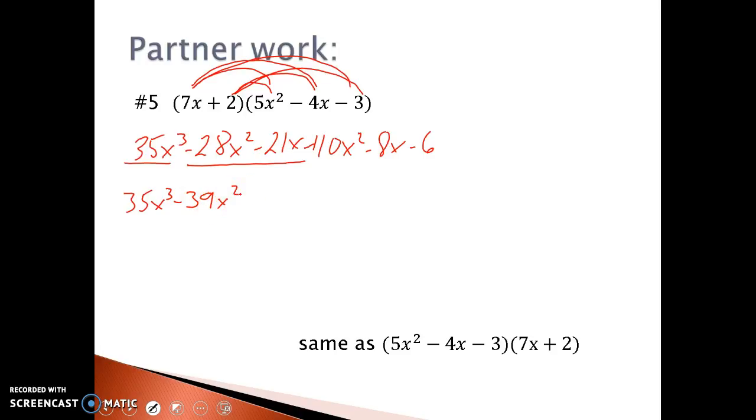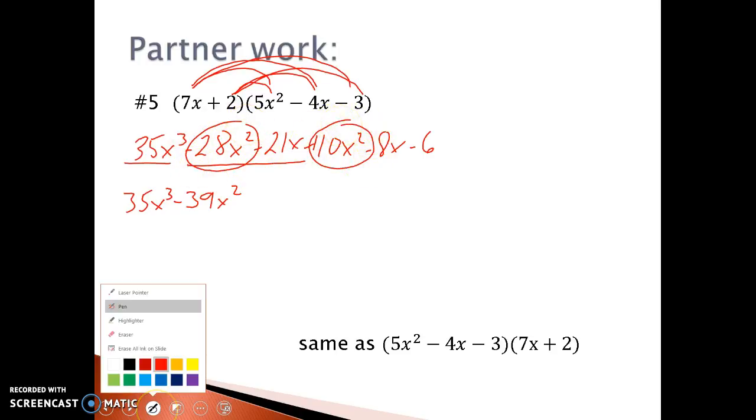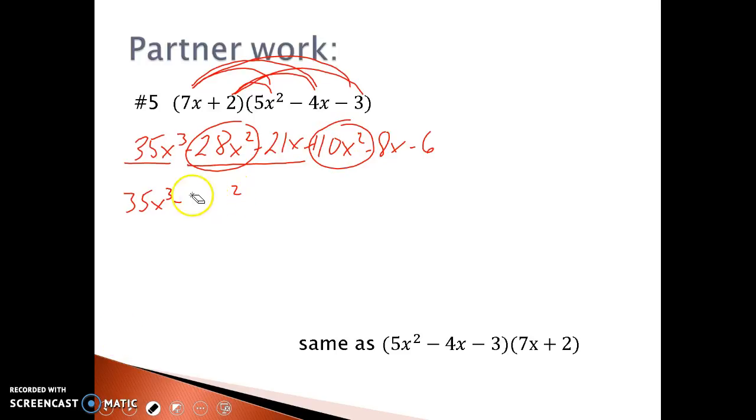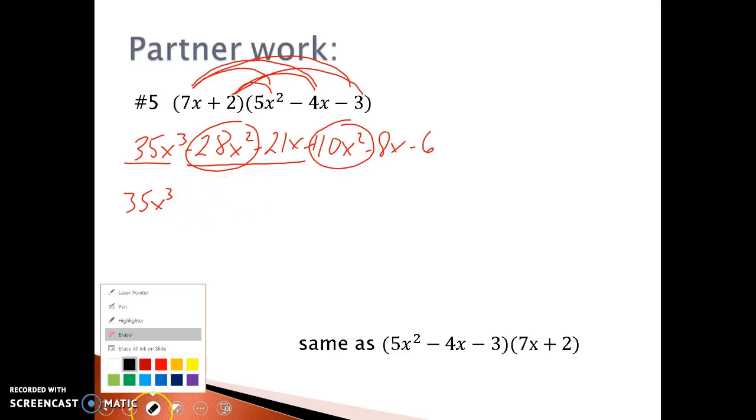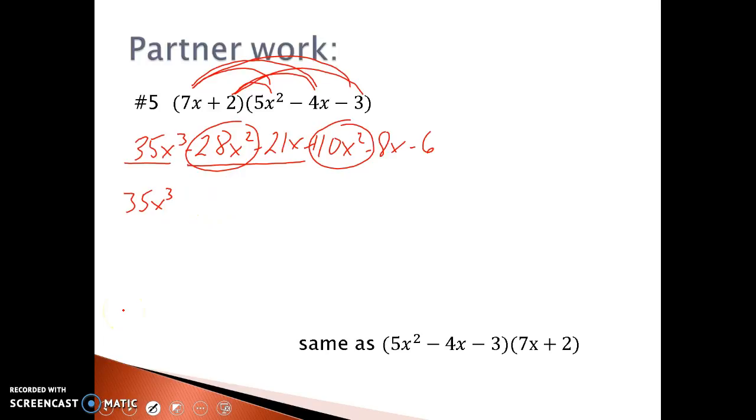Oops, this is not an x squared here. I have an x squared here and an x squared here. So let me erase what I did wrong there. I'm going to have negative 28x squared plus 10x squared is negative 18x squared. And then I have a negative 21x and a negative 8x. Well, that's a negative 29x. And then my minus 6.